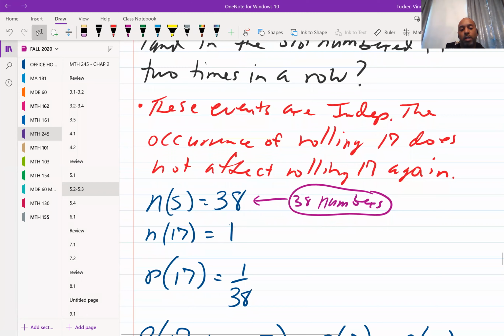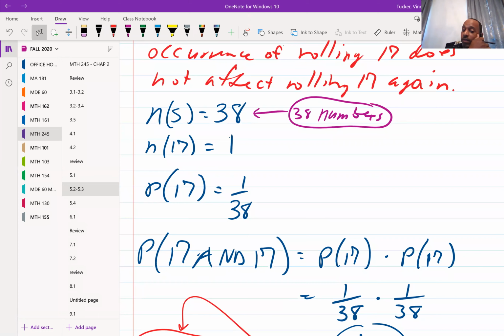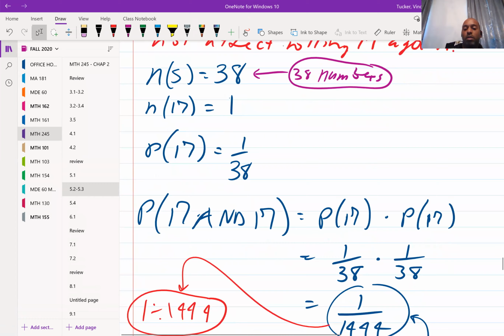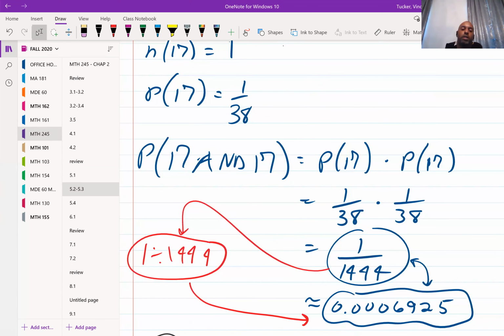All right. And so if we talk about the probability of rolling 17 twice, we want both of them to happen, not either or. That would be 1 over 38 times 1 over 38. And that's 1 over 1444. And if they want the answer in decimal, MyMathLab will let you know how they want the answer. If they want it in decimal, they'll tell you how many decimal places to round to. But if they want it in fraction, then you would just write 1 over 1444.